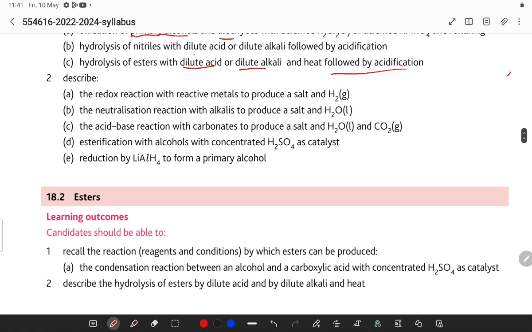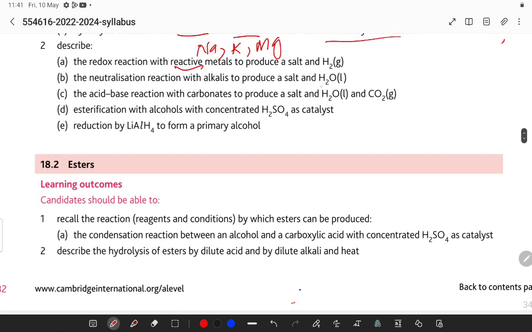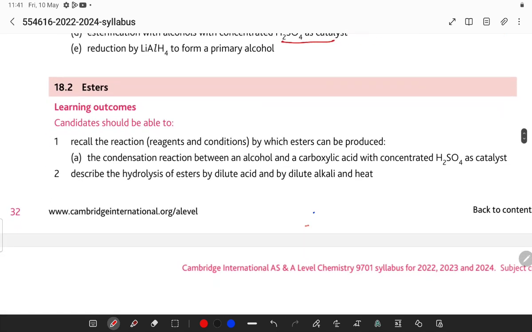Describe the redox reaction with reactive metals. These are the carboxylic acid properties. Reactive metals like sodium, potassium, magnesium react with carboxylic acid to form salt and hydrogen gas. The neutralization reaction with alkali produces a salt and water, and the acid-base reaction with carbonates produces salt, water and carbon dioxide. Esterification with alcohols with concentrated sulfuric acid as a catalyst. Reduction with lithium aluminium tetrahydride gives primary alcohol. I have earlier discussed this point also.